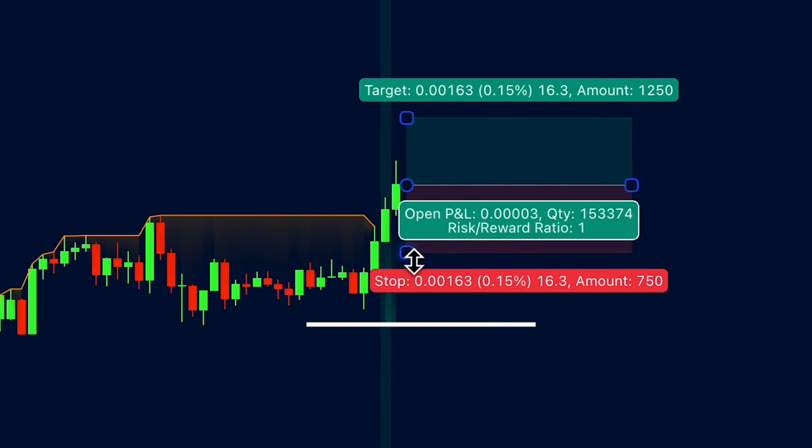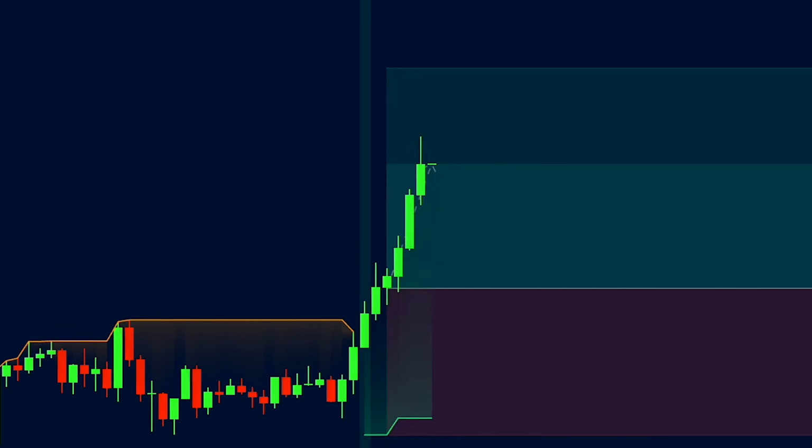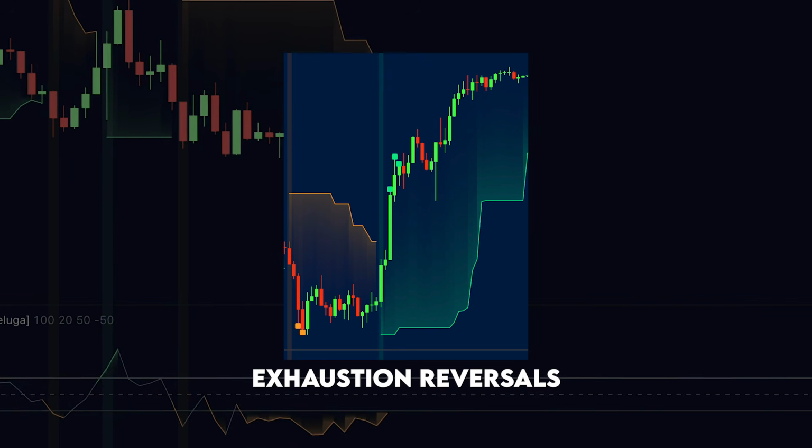Place your stop loss at the trailing line and set the take profit at 1.5 times the risk. These momentum trades never fail when both signals agree. Strategy 2, exhaustion reversals, is where this indicator truly shines.